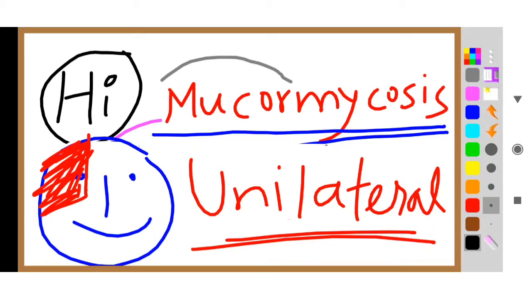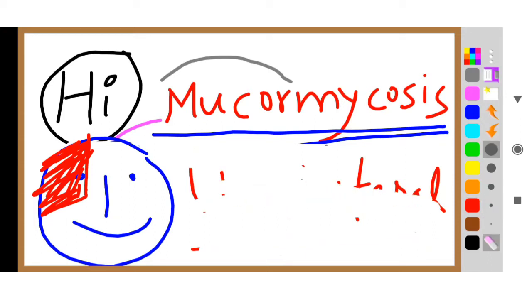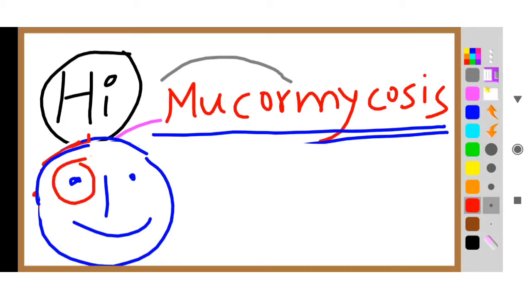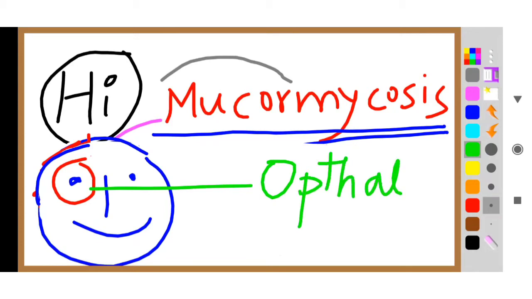And sometimes, let me erase this, the patient is also complaining of ophthalmic pain. Sometimes the patient goes to the ophthalmologist complaining of eye pain. There is pain surrounding the eye, or basically the eye muscles. So the patient also has loss of vision because of this.